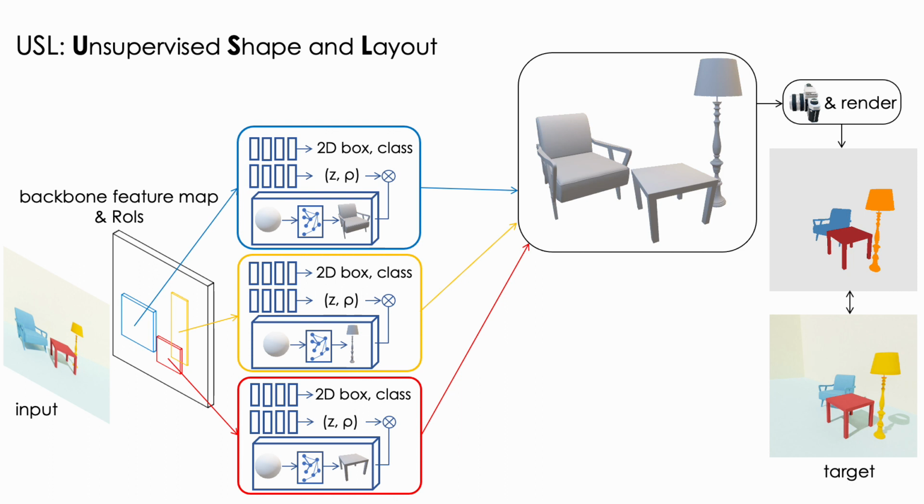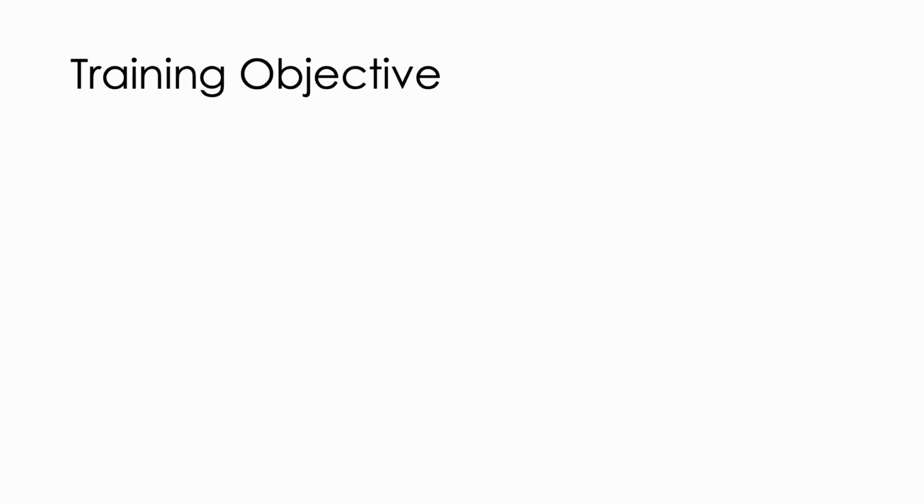We call our model USL. USL inherits the 2D losses from Faster R-CNN. But what are the appropriate losses for 3D layout and shape prediction? To answer that, we need to understand what our model is tasked to predict.